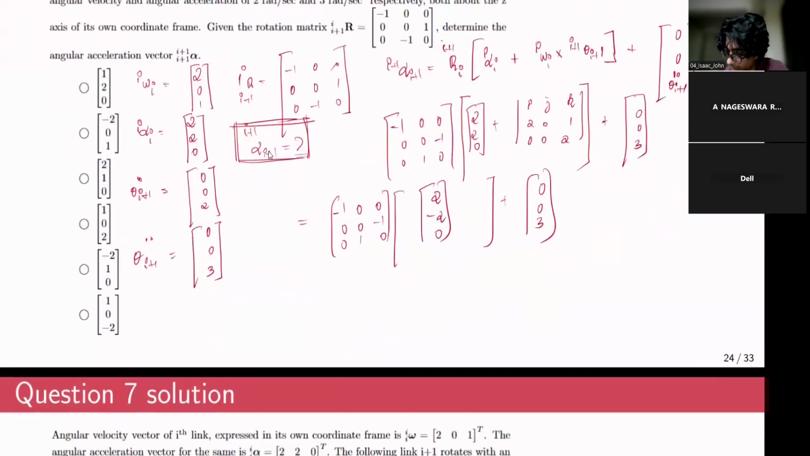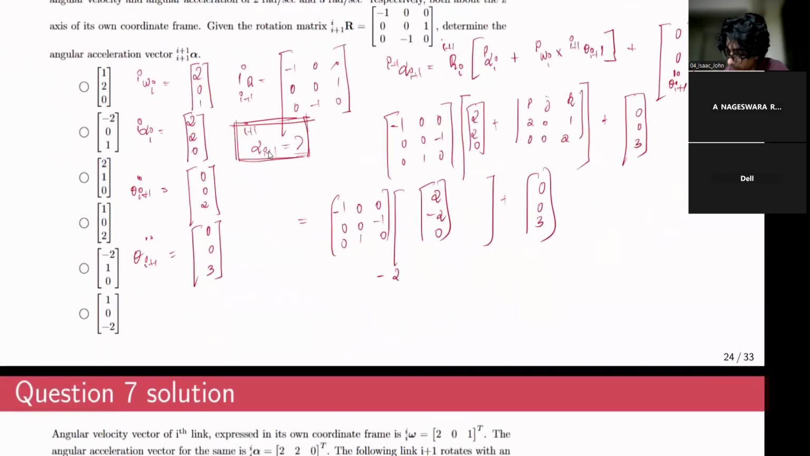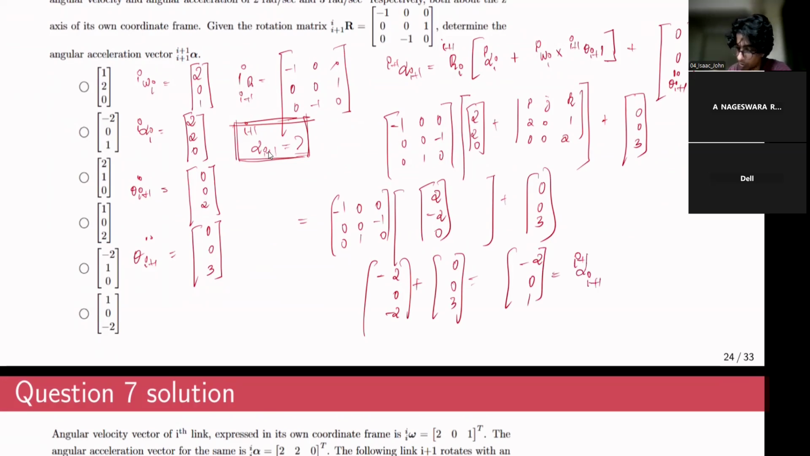And if I multiply these matrices out, I'll get minus 2, 0, and minus 2, I believe, plus 0, 0, 3, and I'll get minus 2, 0, 1. This would be our angular acceleration of I plus 1 with respect to I plus 1. So the correct answer is indeed option B.